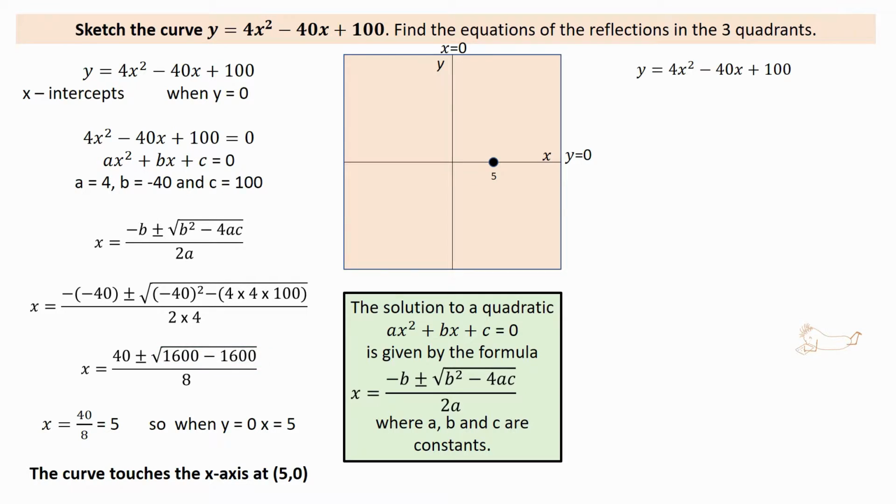But to draw the graph we need the y-intercept, which occurs when x equals 0. So substituting x equals 0 into the equation gives y equal to 100. So the y-intercept is the point 0, 100, which is plotted on the sketch, and the curve can be drawn.